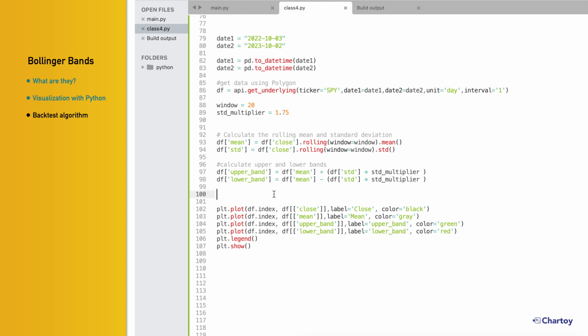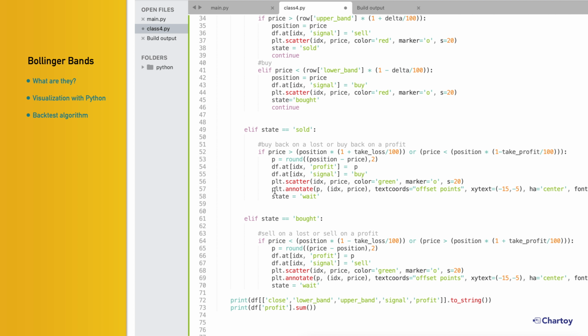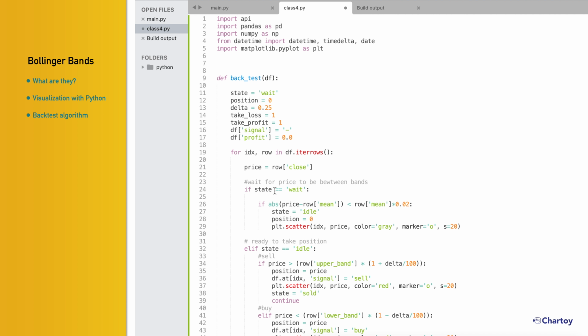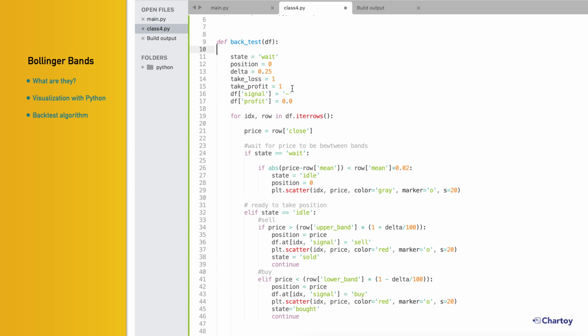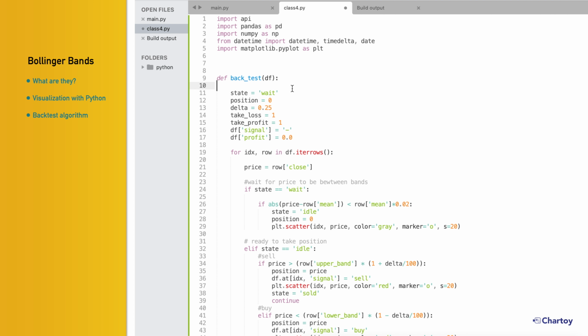So as we did in previous class, let's write backtest, which is the function that backtests, and it's going to get the data frame with all the historical data and the Bollinger Bands that we just calculated. So here's the function. Let's go over it. So we have backtest here. It gets the data frame, and this function is again based on a state machine. So we have a state. The first state is called wait. We'll see soon what it means.